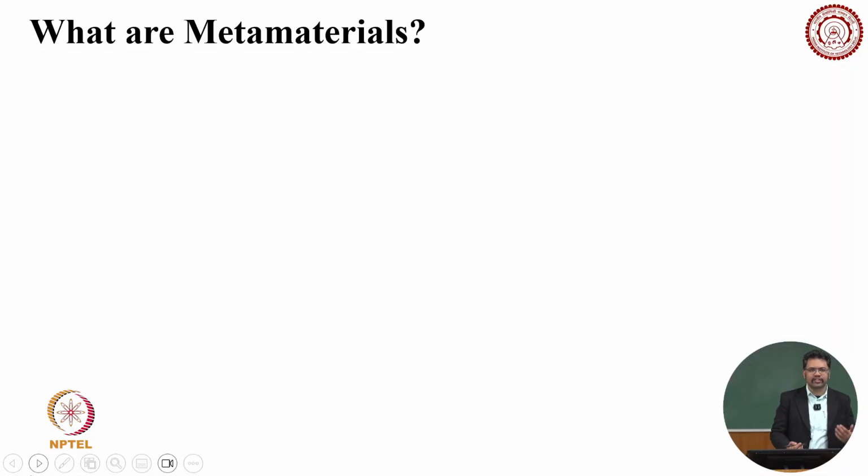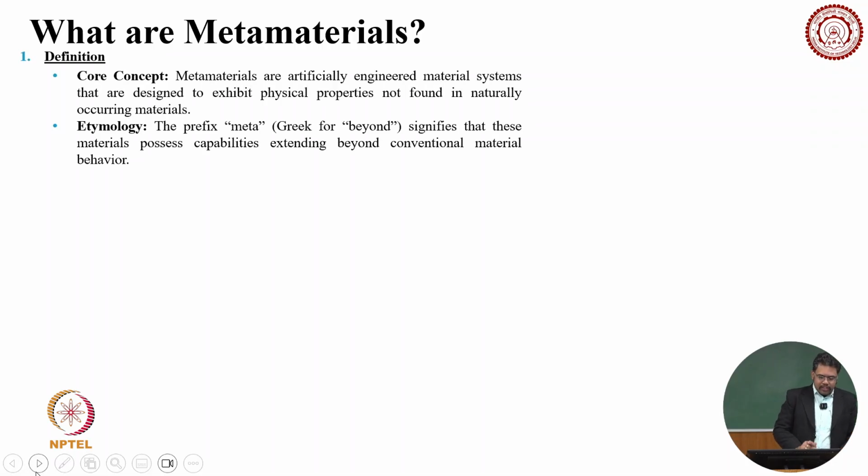Okay, so with this, let me first introduce what a metamaterial is. If you see the core concept, metamaterials are artificially engineered material systems that are designed to exhibit physical properties not found in naturally occurring materials. The prefix meta is a Greek word which means beyond. So materials giving properties beyond those natural properties are called metamaterials.